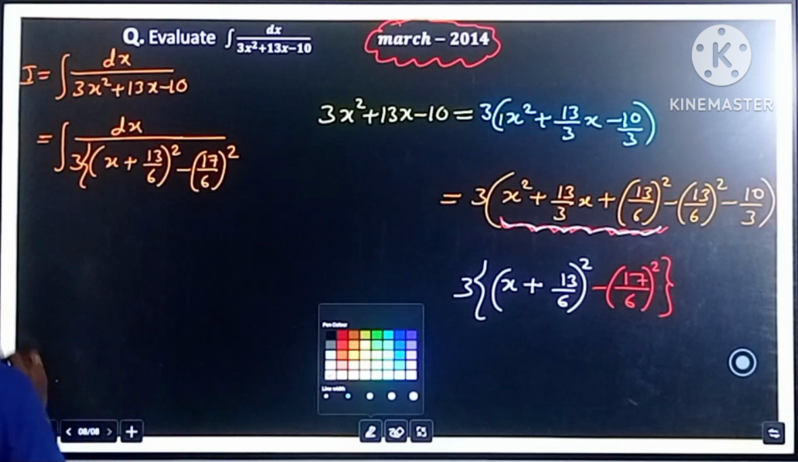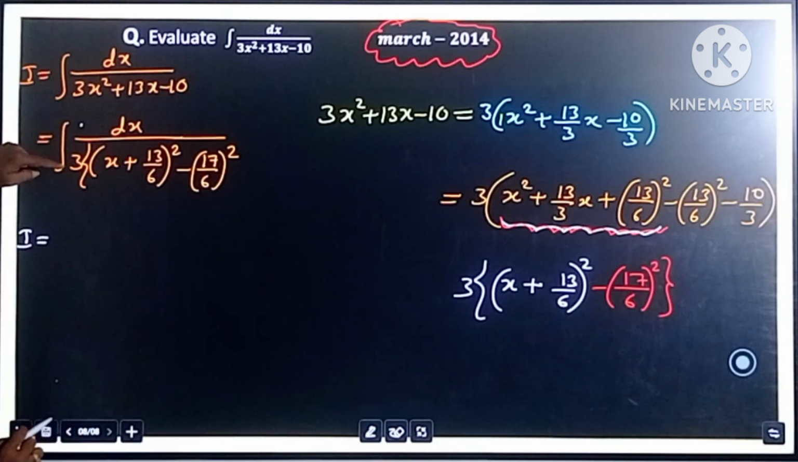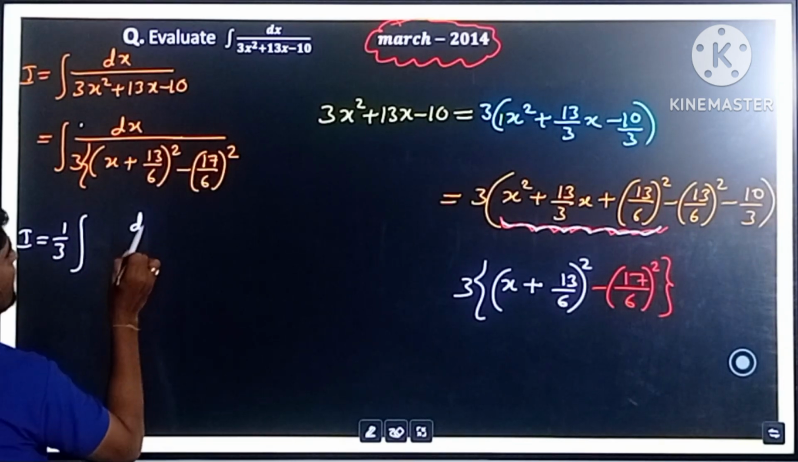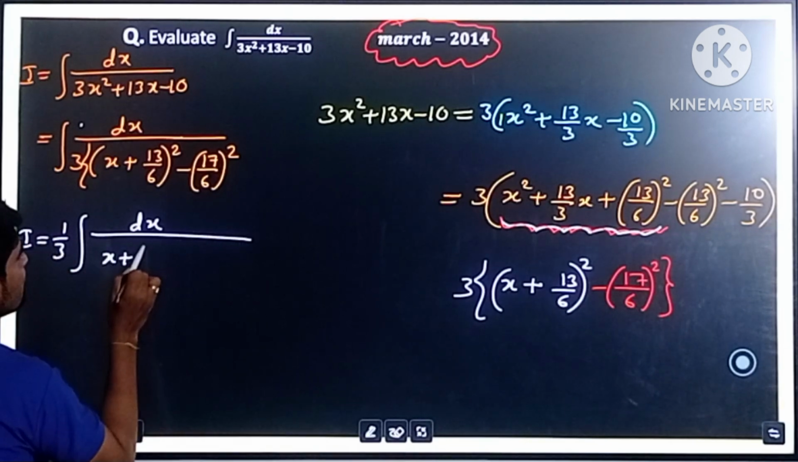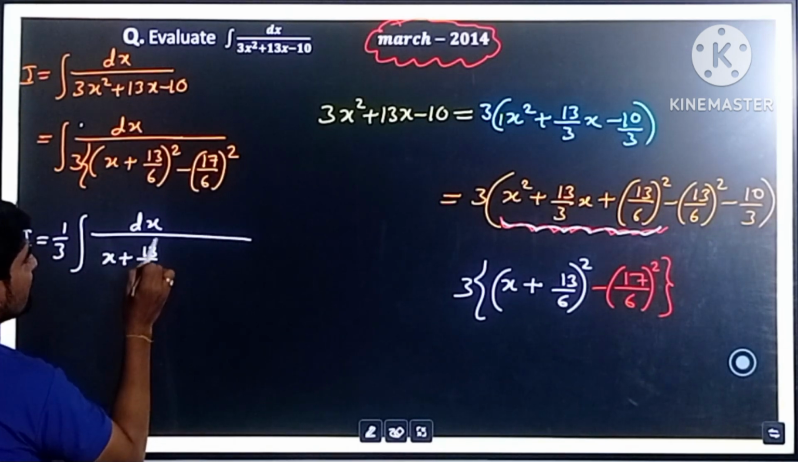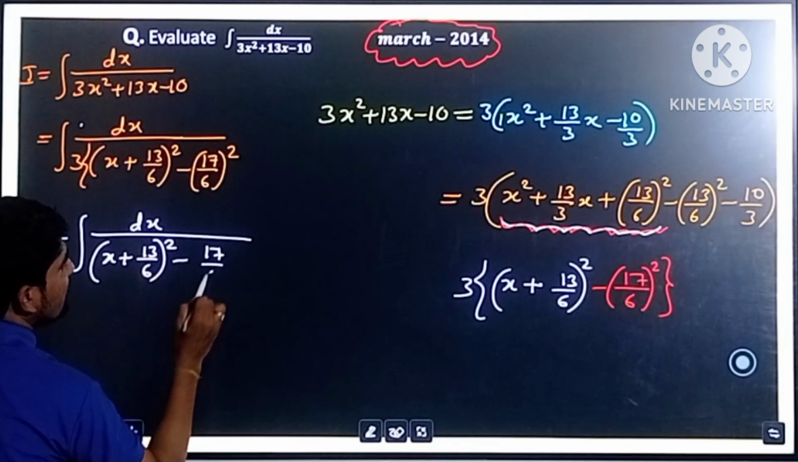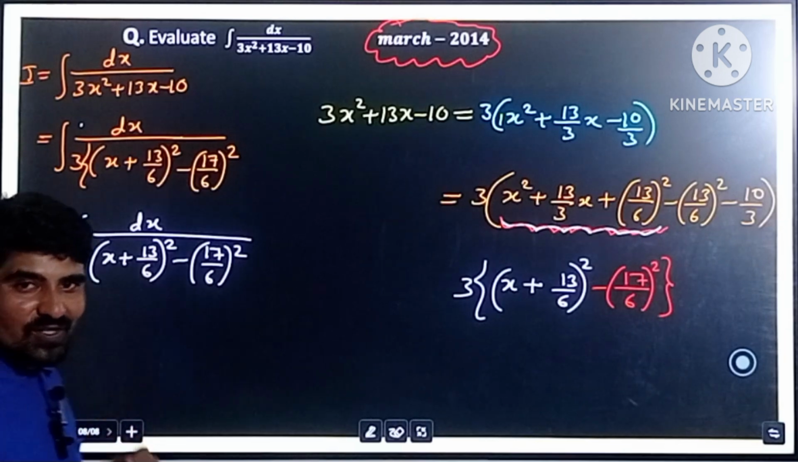So in the next step, I is equals to 1 by 3 is constant, so just taken outside the integration sign. So 1 by 3 into integration of dx divided by x plus 13 divided by 6 whole square minus 17 divided by 6 whole square. I hope all of you understood.